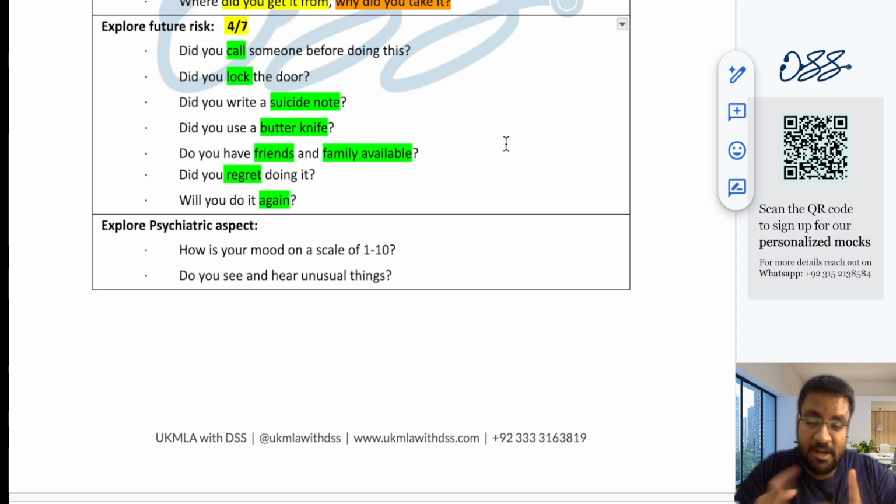Did you call someone, locking the door, writing a suicide note, attempt? So basically the butter knife, it's not always going to be there. You need to ask whether or not they took a violent step or not. Let's suppose the patient tried to harm themselves not by cutting their wrist but by trying to strangulate themselves. Then you're going to ask, what did you use? Did you use an actual rope, or did you just use a piece of cloth to maybe hang yourself like this? So you need to understand and figure out the intensity by which they wanted to kill themselves.